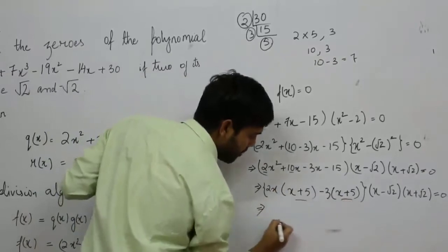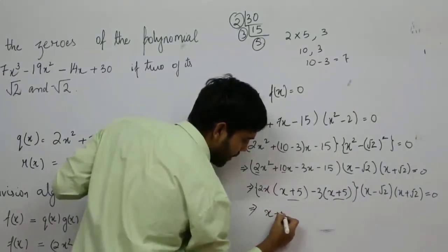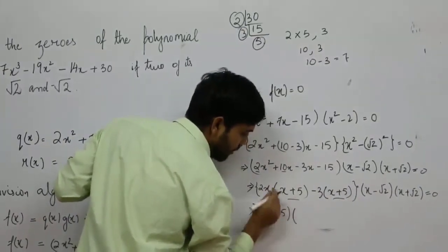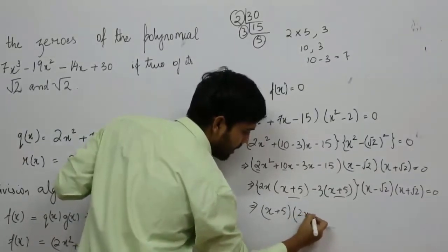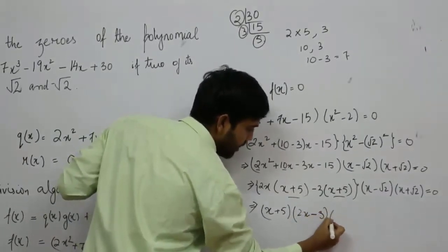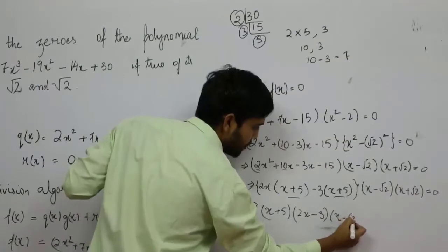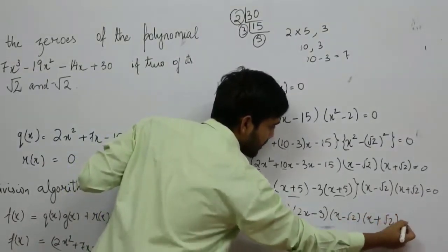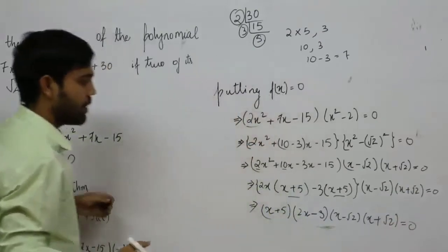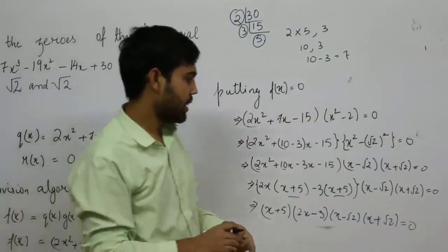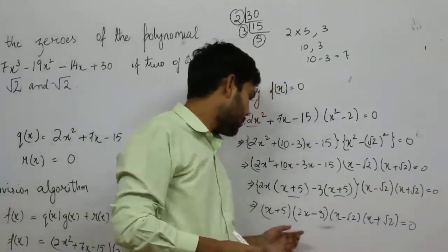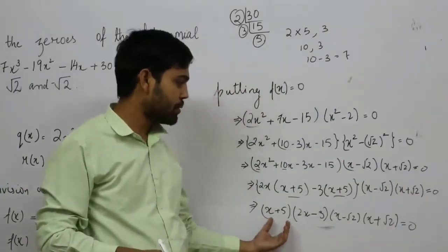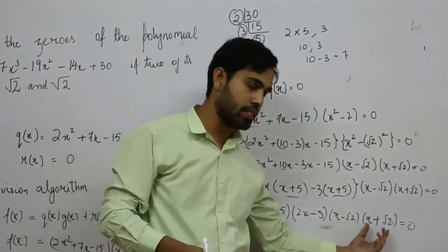These two terms are common again, so I have x plus 5. And what is left? I have 2x minus 3. And then I have x minus root 2, x plus root 2. This is equal to 0. Okay, so I have got this. Now you notice one thing in here. When I do the next step, I have either this is equal to 0 or this is 0, or this is 0.